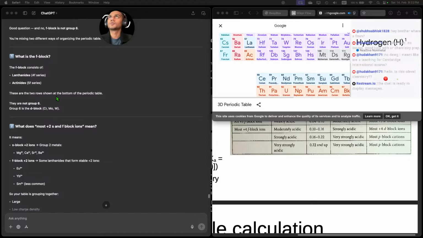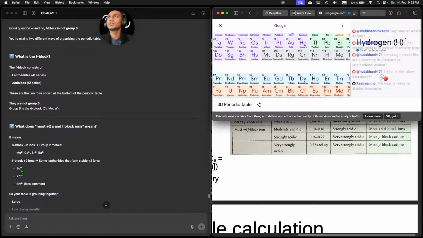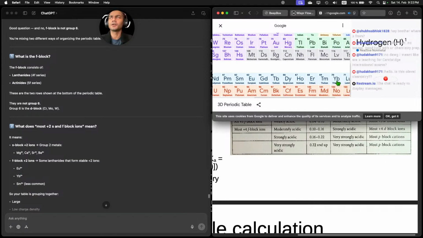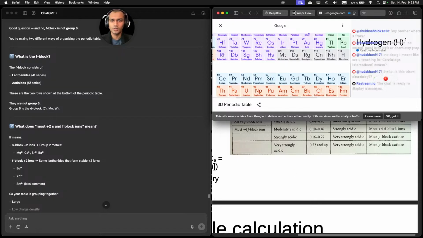These are two more rows shown at the bottom. Eu2+, Yb2+. Eu is here. Yb, that's here. And Sm2+. Where's Sm though? Yeah, that's here. What? It's not what I was expecting.